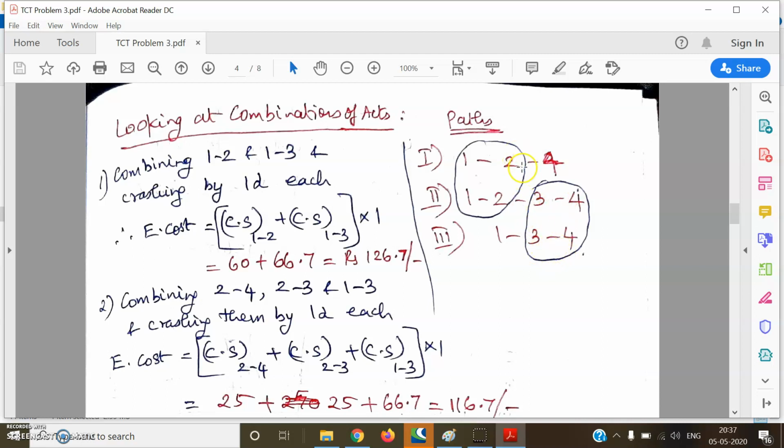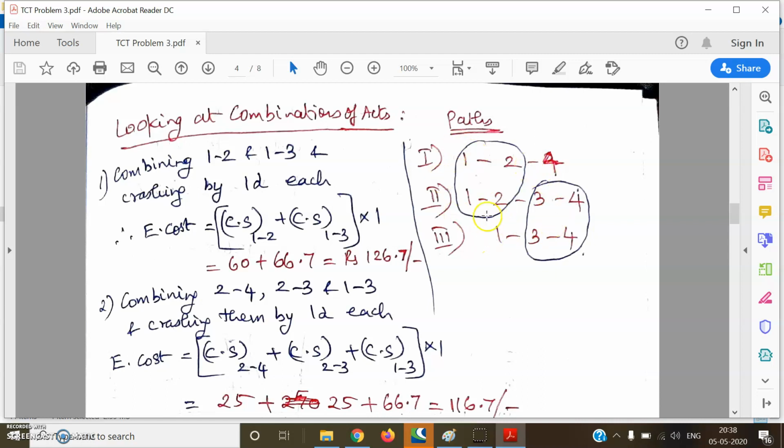Now, looking at combinations of activities in the paths, if I crash 1, 2 along the first path, it will be applicable for first and second together. So if I crash 1, 2, it means I'm crashing activity along first and second path. Therefore, for this combination, I have to take another activity along the third path alone. So for the third path, I can take 1, 3. So the first combination would be crashing 1, 2 for the first and second and 1, 3 for the third.